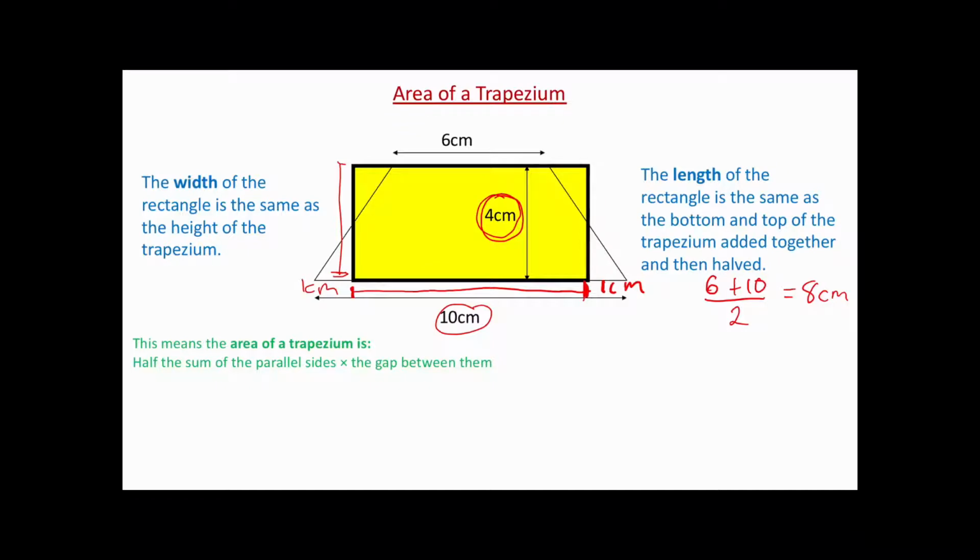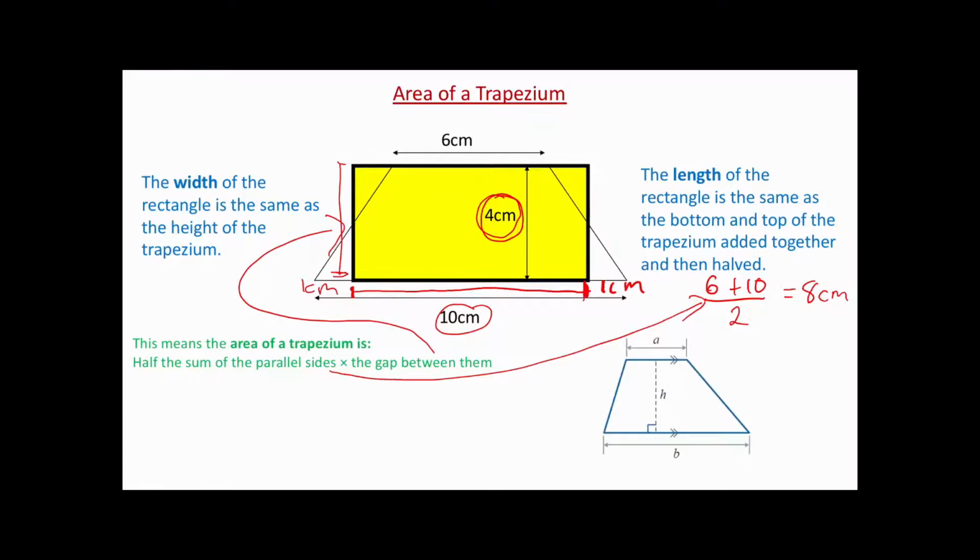Okay, I think we're almost at the point where we can think about a formula. Because I know something about the width and the length of my rectangle and how they relate to the trapezium, I can say that the area of the trapezium is half the sum of the parallel sides, which is this bit over here when I add those two parallel sides together and divide by 2, and then multiplied by the gap between them, which is the height of the trapezium.